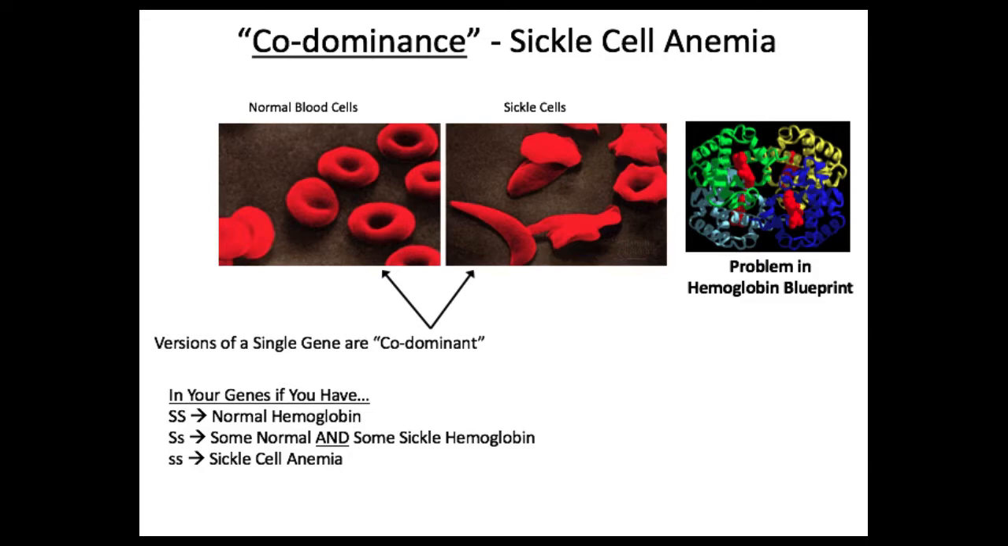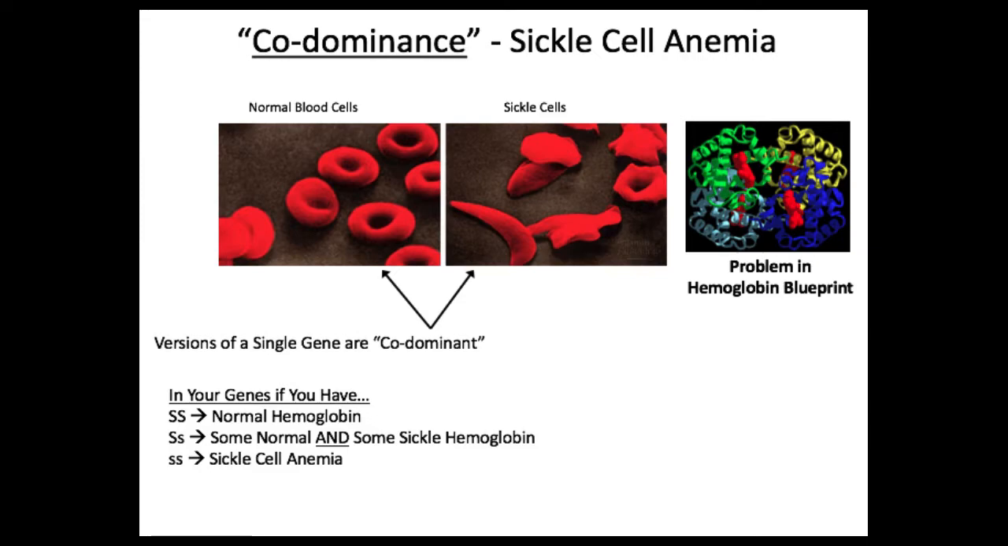Codominance is another way that we can have a degree of inheritance, and an example is in sickle cell anemia. Here we can see normal blood cells next to sickled blood cells, and we have different versions of a single gene that are going to be codominant for these two shapes of cells. In your genes, if you have the uppercase S, both copies of the dominant allele, then you have normal red blood cells. If you carry both copies of the recessive allele, the little s, you have sickle cell anemia.